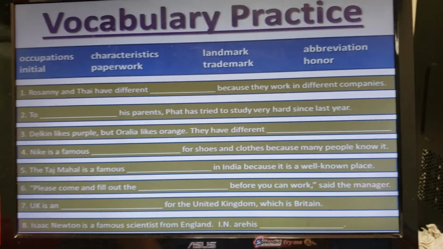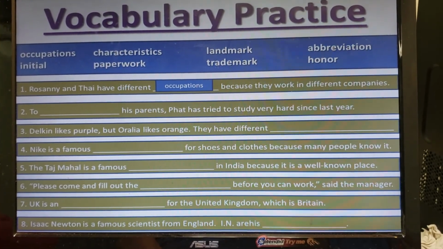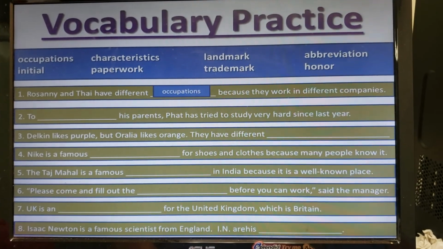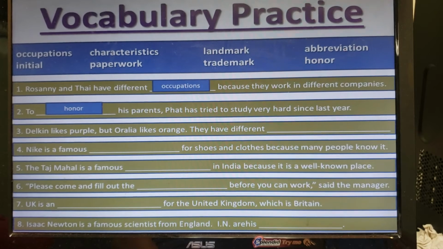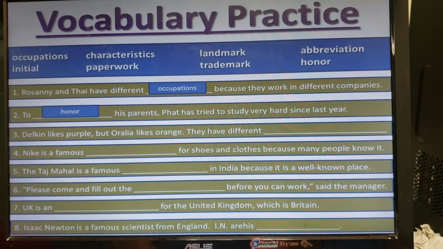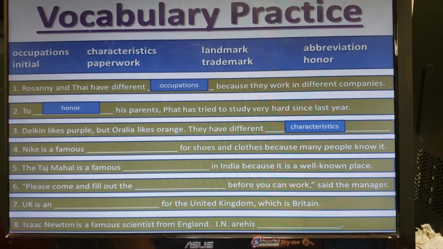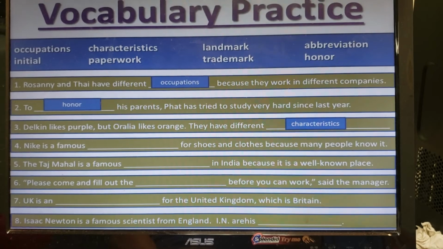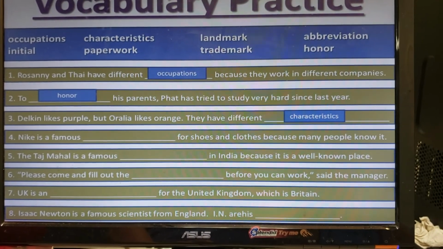Number 1, you're talking about people with different companies, so they have different occupations. Now, number 2, the key word is parents, so we have to use the word honor. Number 3, two people like two different colors, so they have different characteristics. Number 4, you're talking about Nike. Nike is a company, so this company has a logo, has a slogan.